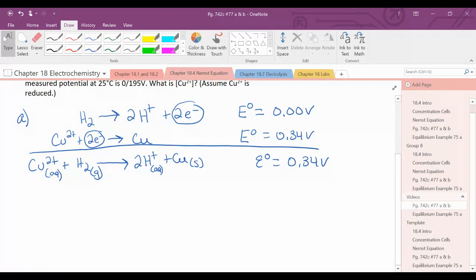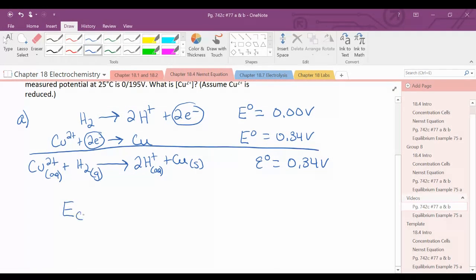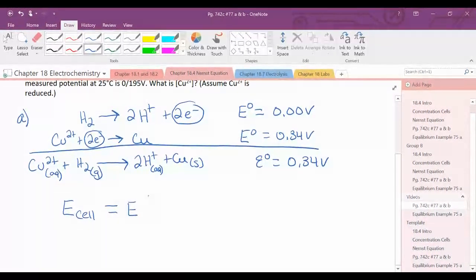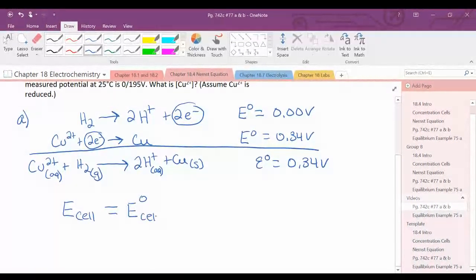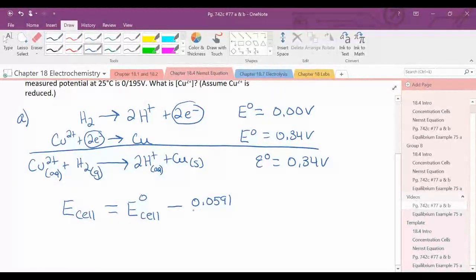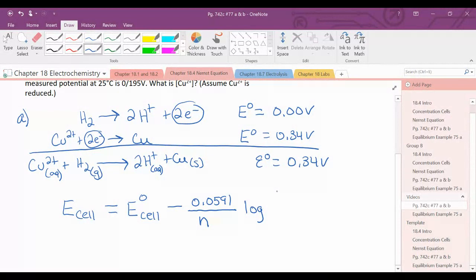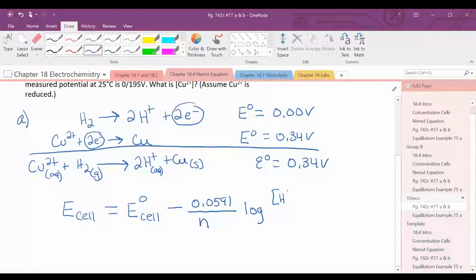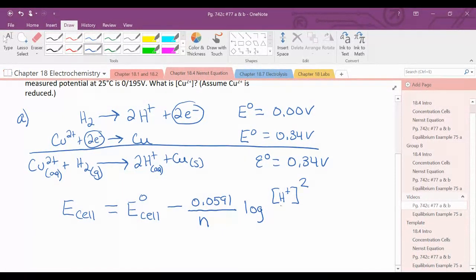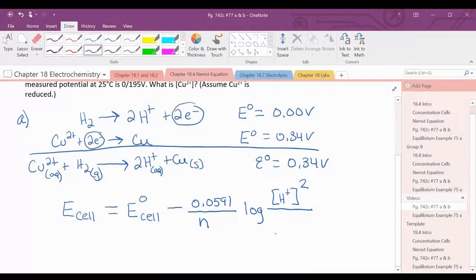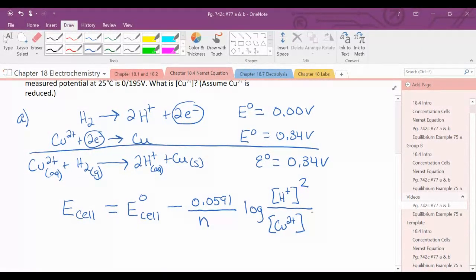And so the Nernst equation: the cell potential not at standard conditions equals the standard cell potential minus 0.0591 divided by n, which is the number of moles of electrons, times the log of Q, which is products divided by reactants. It does not include pure solids or liquids. So the concentration of the hydrogen ions squared, because there's a coefficient of 2. Concentration of the copper, there's only 1. And then the pressure of the hydrogen gas.